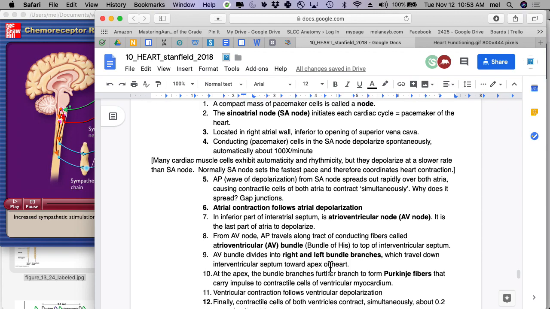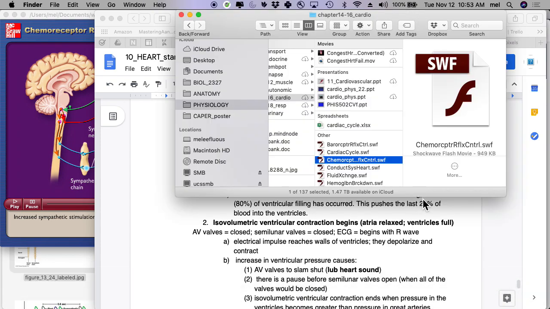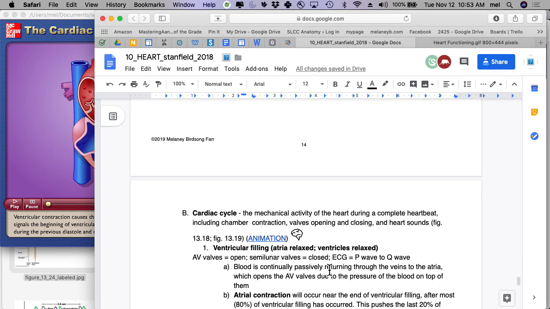So the cardiac cycle is, it's actually easier than you think it is. Some of you cover it in anatomy and some of you don't, but it's not hard to understand, really. So here's what the cardiac cycle is, big picture.